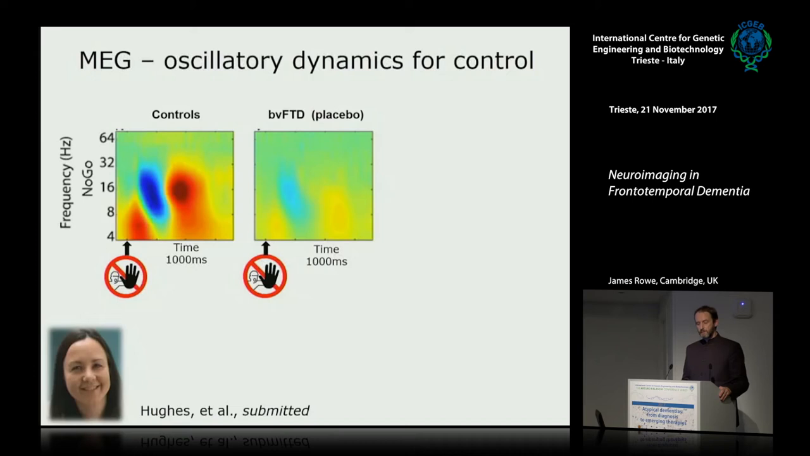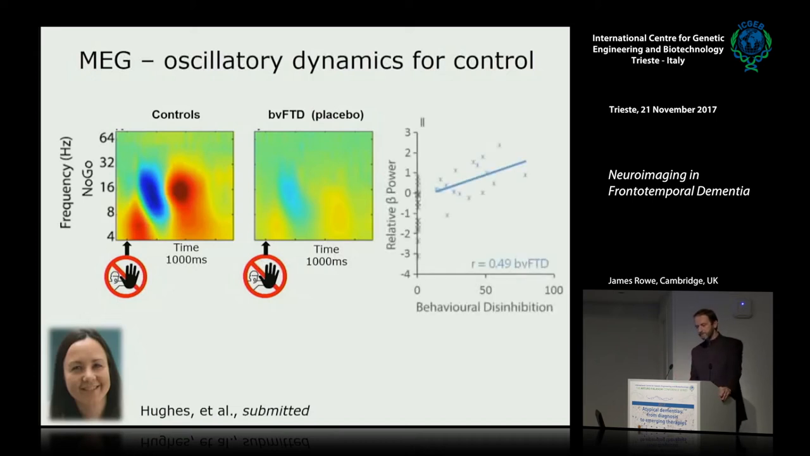The patients with FTD simply don't have that. As a group, they've lost it. But at an individual level, what we find is that the loss of beta desynchronization correlates with the carer's rating of everyday disinhibited behaviours: talking to strangers, crossing the road without looking, eating food off other people's plates. These very familiar disinhibited behaviours. So this is an ecologically, I think, relevant but laboratory precise signature that the imaging gives us.